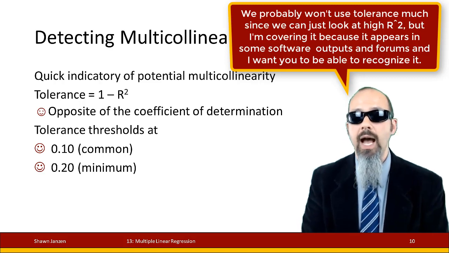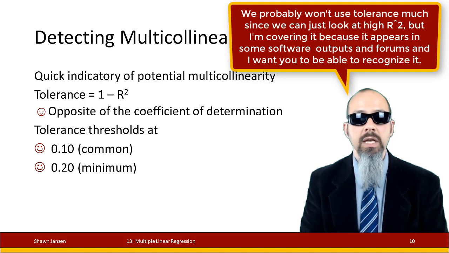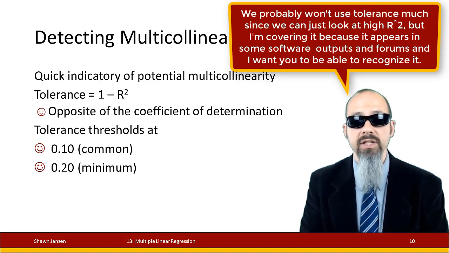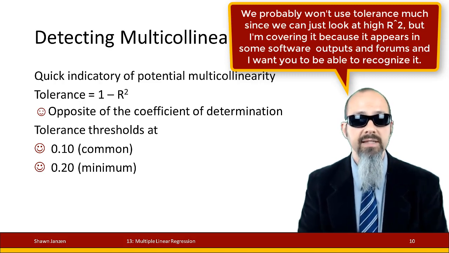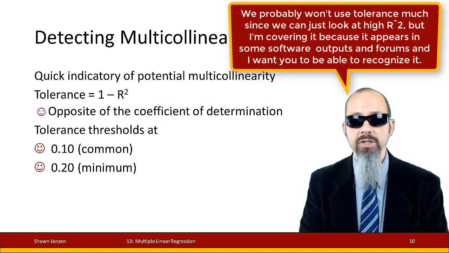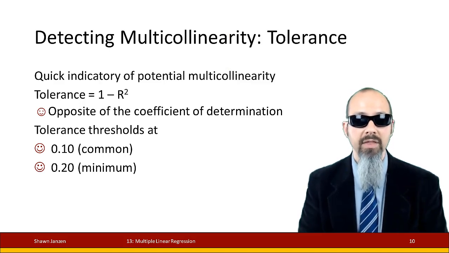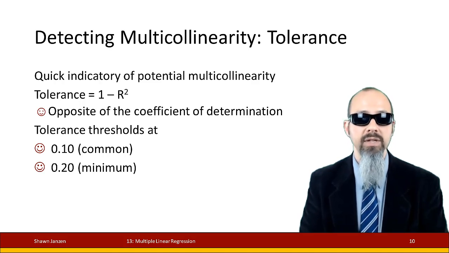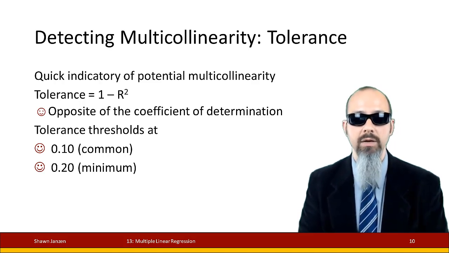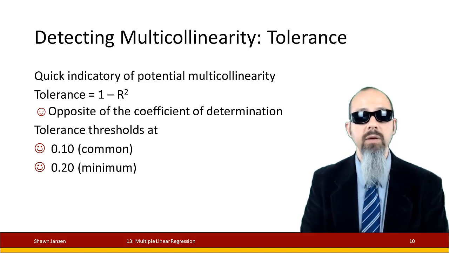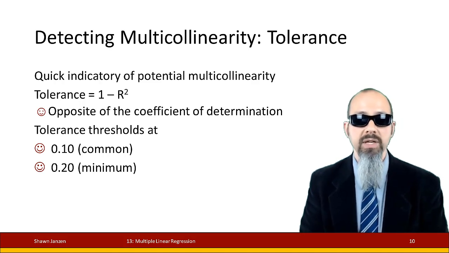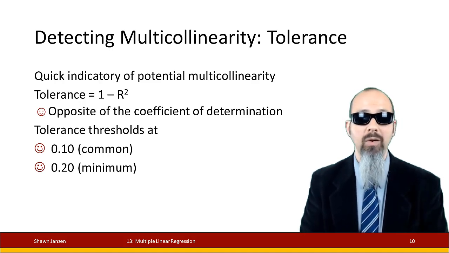So you can think of it as the opposite of the coefficient of determination. And our first threshold for tolerance in the entire model is 0.10. That's the common amount. So if your r squared is 0.9 or above, then it's going to be triggering your tolerance, and you could have multicollinearity. At the very least, the highest tolerance you should tolerate should be 0.2.